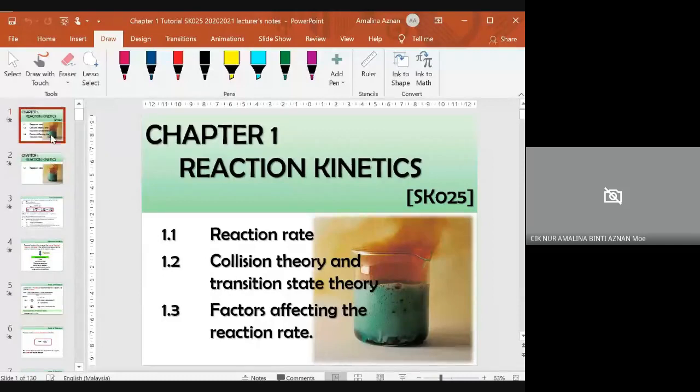Okay. So untuk the first chapter, chapter 1, reaction kinetics. So kamu akan ada tiga subtopik. So the first one is reaction rate. And then the next one is collision theory and transition state theory. And then the last one is factors affecting the reaction rate. Okay, so untuk chapter 1 ni, kamu akan buat experiment 1. So kelas BP7 tadi dah buat experiment. And kalau buat pre-lab, yang Miss share dalam group lah, kamu boleh cari the answer dalam lab manual ataupun dalam nota. Okay, dia melibatkan rate of reaction.